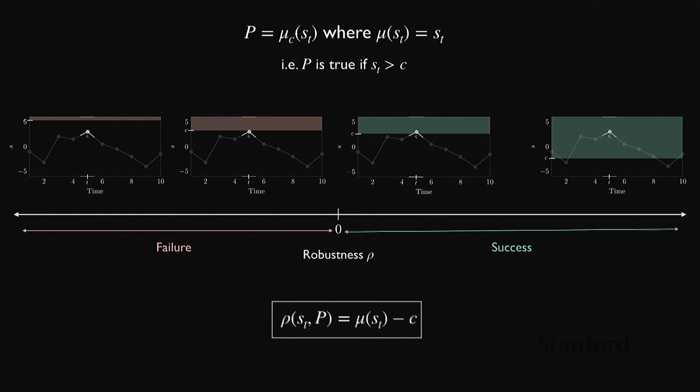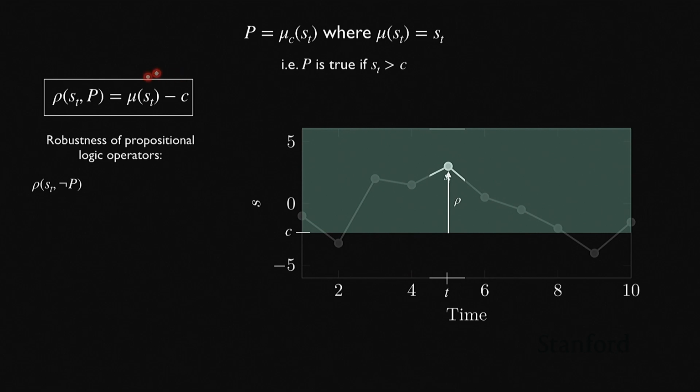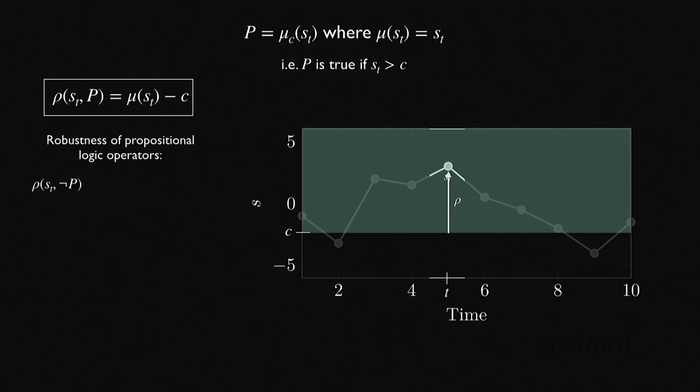Okay, but we don't just want to evaluate robustness for this really simple formula. We want to be able to evaluate robustness for more complex formulas, like the specifications that we use for our systems. So we'll talk about how to extend robustness to these various operators that we might apply to those predicate functions. So for example, let's say that we have these propositional logic operators. We're currently saying that P is going to be true as long as the state is greater than C.